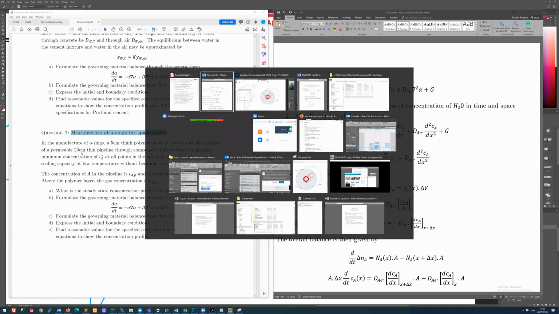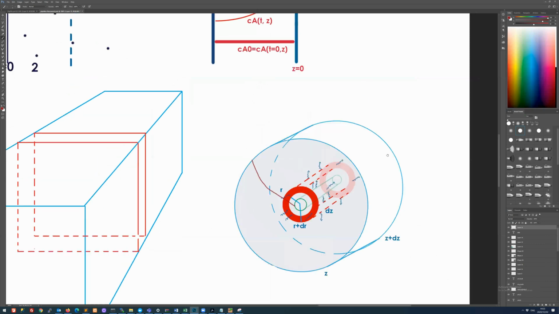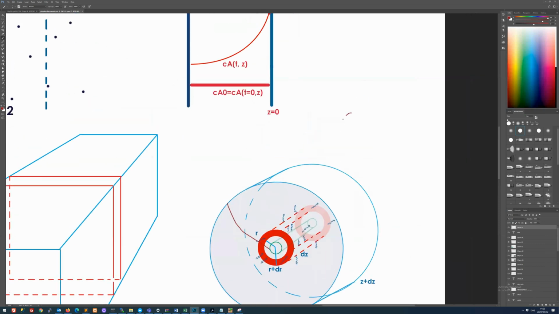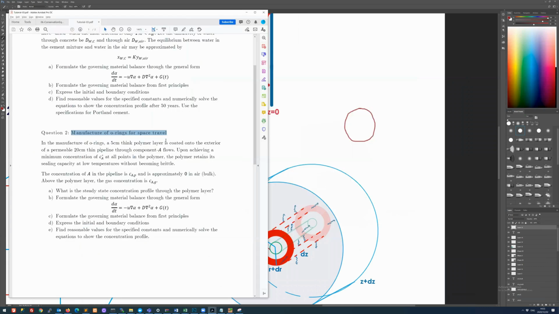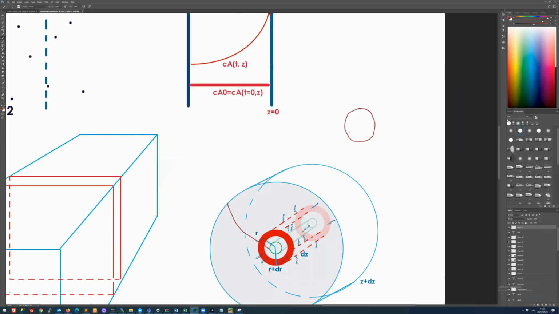So let's draw those dimensions. It's a 20 centimeter thin pipeline. So you've got a pipeline, and it's 20 centimeters. 20 centimeter, so I guess that's the diameter. So that's 20 centimeters.